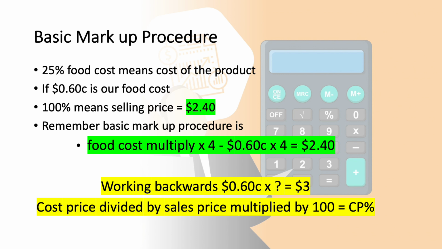If we're working backwards and we want to work out what this is, and some places do that, they don't work on their costs, but we take our cost price and we divide it by the sales price, and then we multiply by 100. This equals the cost price percentage. So you've got 60 cents multiplied by what equals $3. So 60 divided by 3 times 100 equals, I often work that one out.